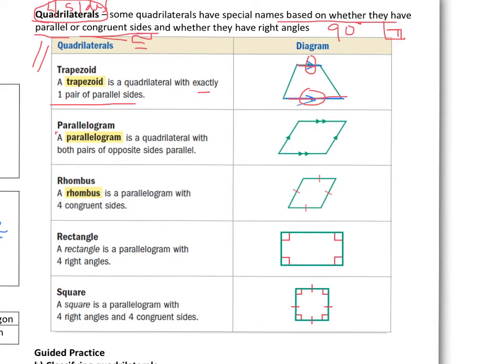The parallelogram is a quadrilateral with both pairs of opposite sides parallel. So we have one pair here that are parallel to each other, and we have another pair that are parallel to each other. And then the other kind of quadrilateral we have here is the rhombus. A rhombus is a parallelogram with 4 congruent sides.